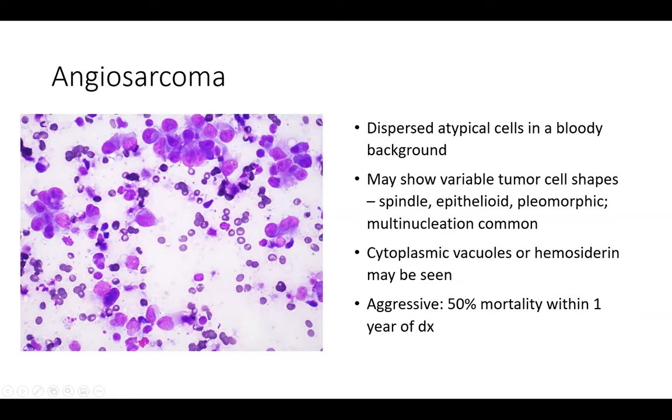And here you can see that we'll see dispersed atypical epithelioid cells, but these can show more variable tumor cell shapes. They can show spindled, pleomorphic cells as well. And multinucleation is very common. Often a bloody background is described. And because these are vascular tumors, you can see cytoplasmic vacuoles in some cases, as well as hemosiderin.